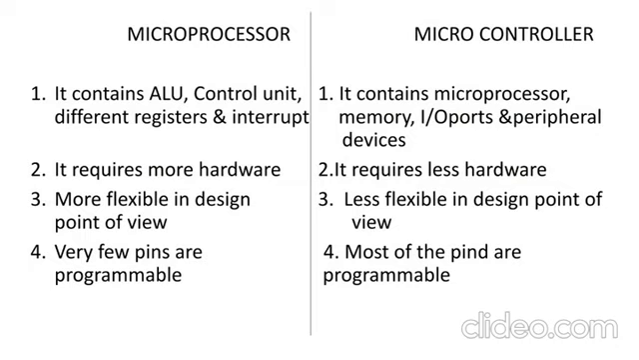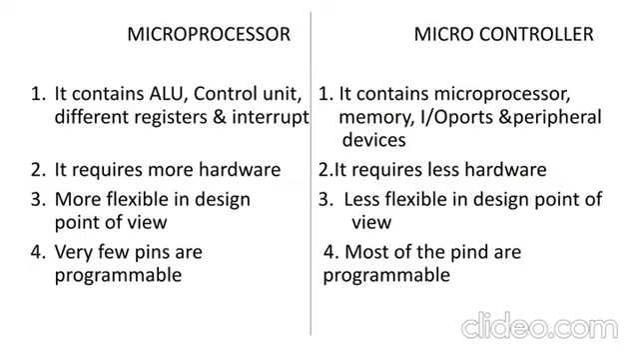For example, a processor is like your personal computer, whereas controllers are used in many different gadgets in your day-to-day life, like your remote controller and your ACs. There are so many gadgets in your day-to-day life where you use them.